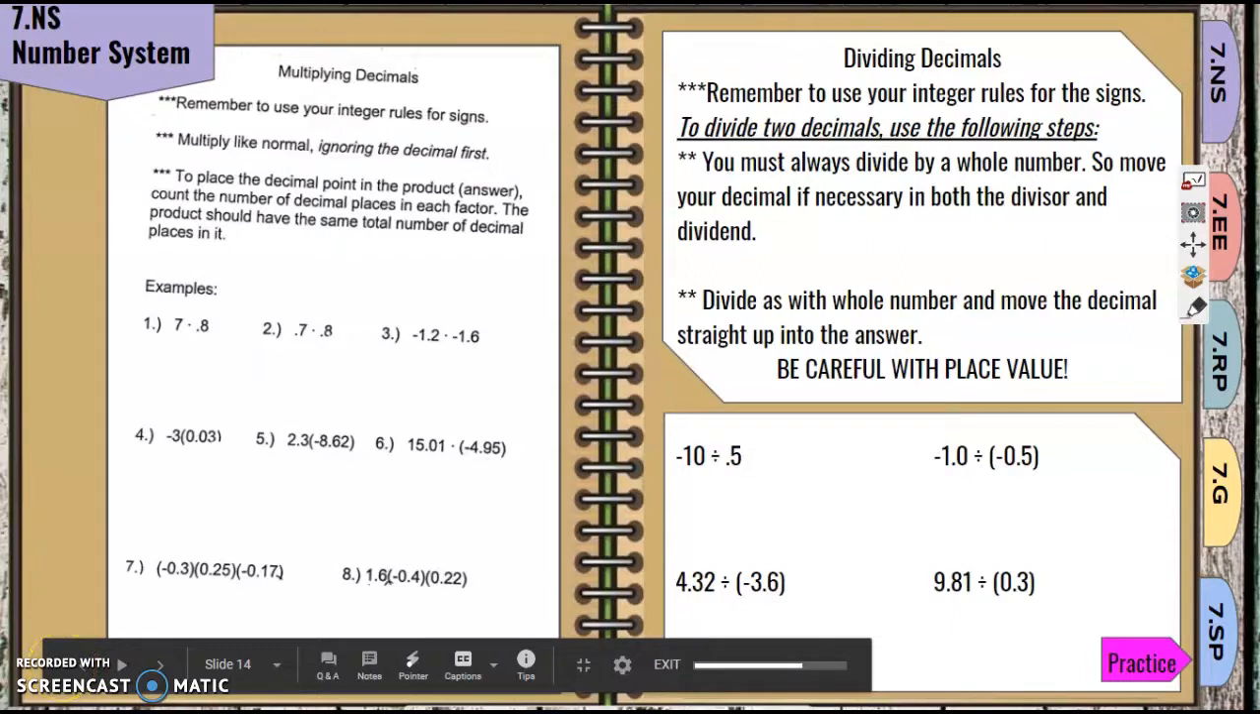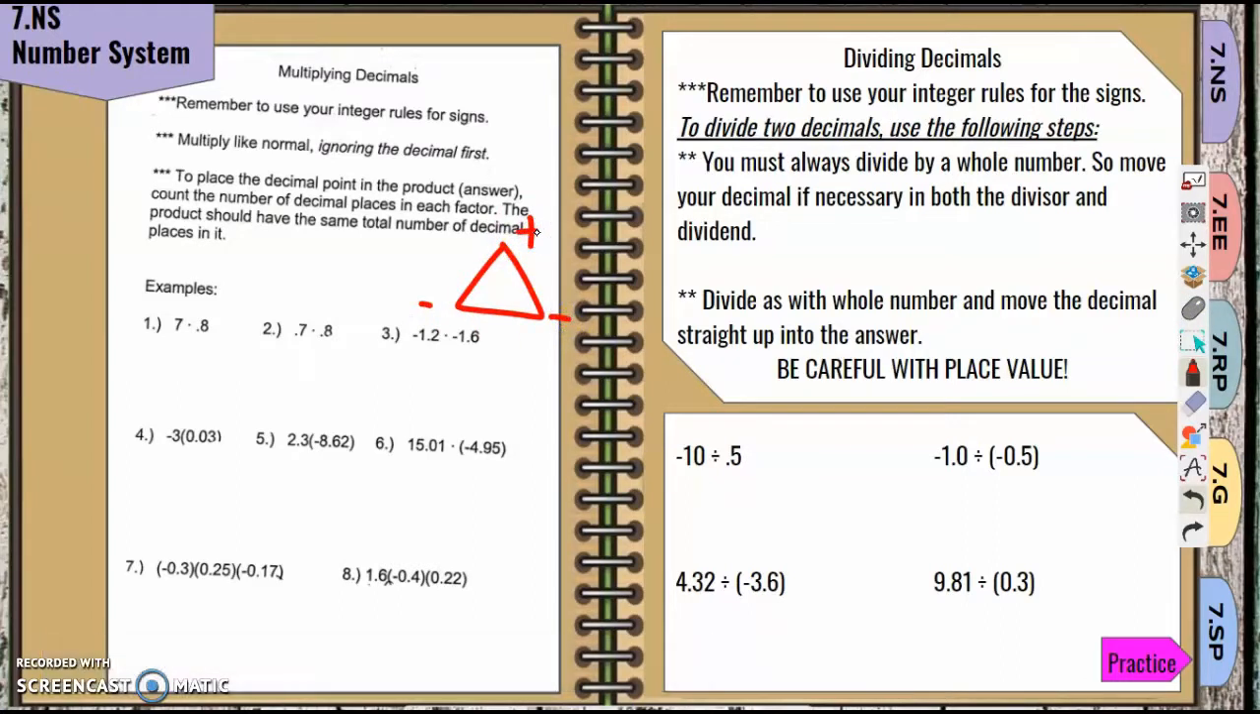When you're dividing decimals, remember to use your integer rules for the signs. So we have the triangle method. If our signs are the same, then the answer is positive. So positive divided by positive is a positive. A negative divided by negative is a positive. But if they are different, then the signs are going to be negative. So positive divided by negative is negative, or negative divided by positive is negative.